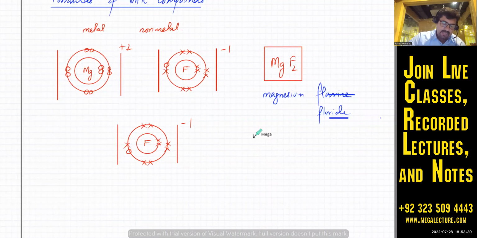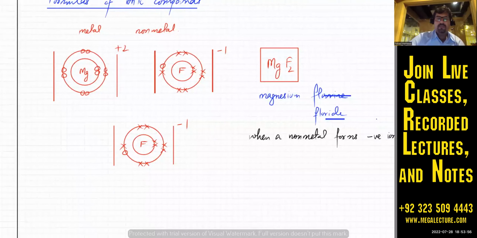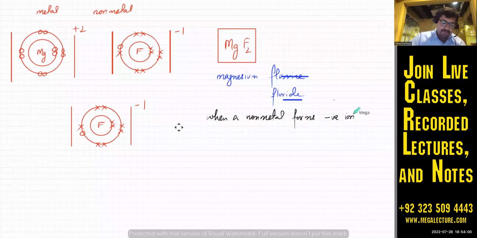When a non-metal forms a negative ion, the suffix changes to -ide.